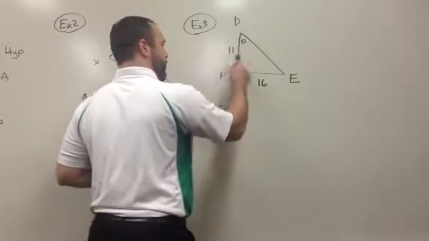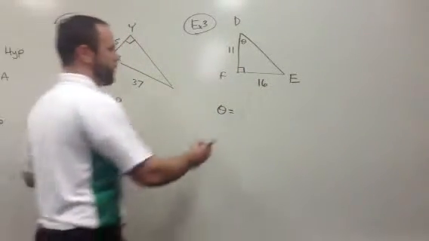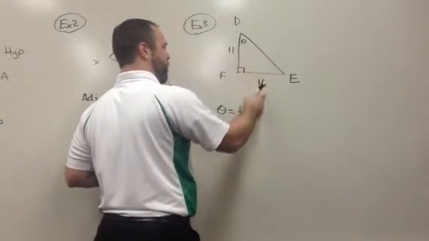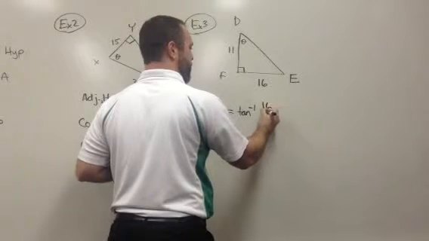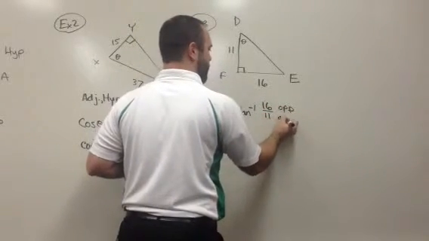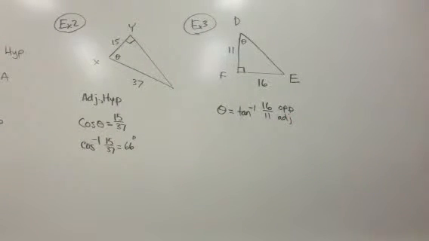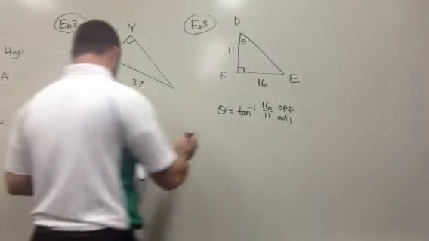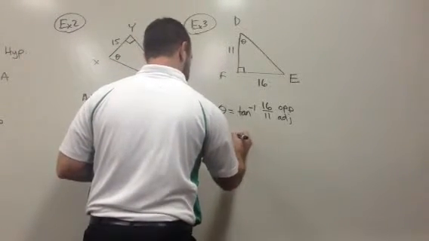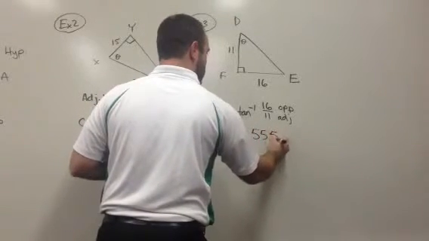Okay, so we have the opposite and adjacent, so that means we're going to use the TOA. So we're going to use second tangent. You've got to make sure you have this in order, or it'll change your angle. So the opposite, 16, over the adjacent, 11. Put that in your calculator, rounding to the tenth, theta is approximately 55.5 degrees.